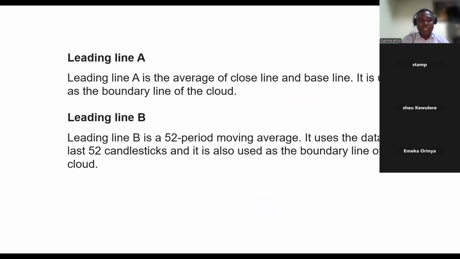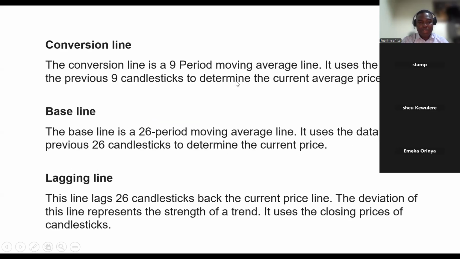Now we have what is called the leading line A and the leading line B, and this is what forms the majority of the support and resistance area, which is the cloud section of this Ichimoku indicator. Leading line A is the average of the conversion line and baseline. It is used as the boundary line of the cloud, while the leading line B is a 52-period moving average. It uses the data of the last 52 candlesticks, and it is also used as the boundary line of the cloud. So let's flip back.